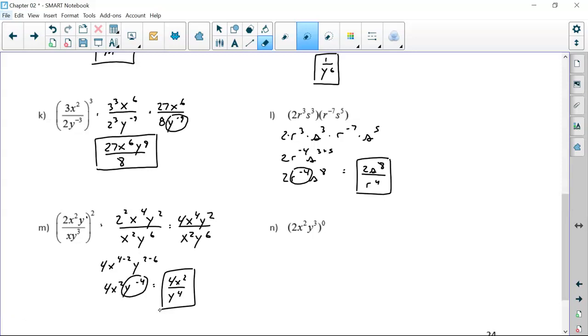And now for n, any non-zero number to the 0 power is 1. That's my favorite question, because all it is is 1. Let's move on to some more complicated problems on the next page, please.